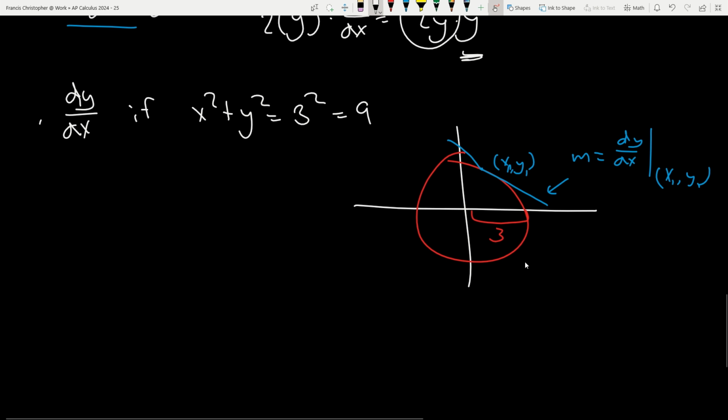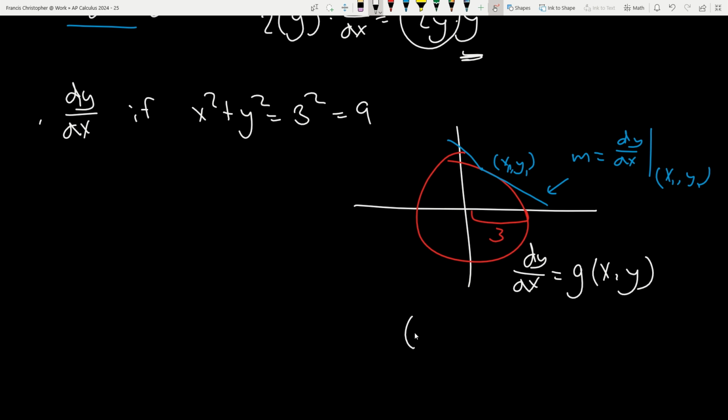And what we'll see later is that dy/dx is going to be a function of most likely 2 variables. So dy/dx equals g of x, y. And again, you put x, y in this function g, and you get some number. Let's just call it c. Well, actually, this is just going to be dy/dx. So we're going to have to put in coordinates on this circle, and then we'll get the slope of that tangent line. But we'll do that later.